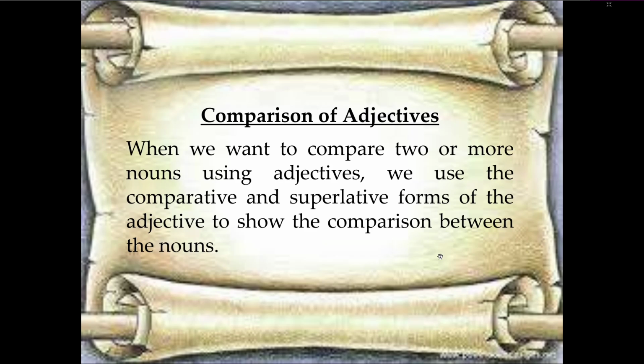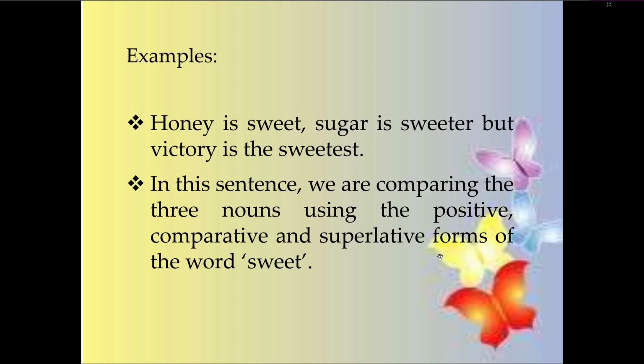Comparison of adjectives. This is also part of adjectives. Without doing this part, we can't complete the topic of adjectives. So let's do it. When we want to compare two or more nouns using adjectives, we use the comparative and the superlative forms of the adjective to show the comparison between the nouns. Honey is sweet, sugar is sweeter, but victory is the sweetest.